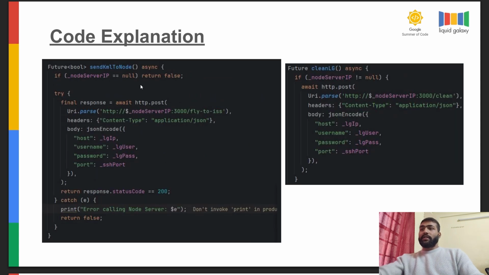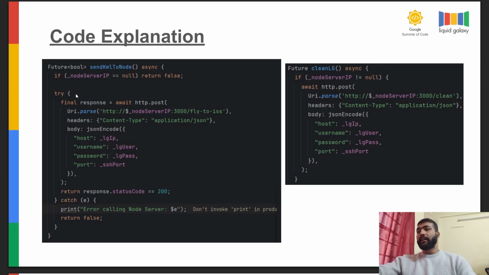Then our other function, which is send KML to node, sends the details of the connection model to the Node.js server for the secure connection between the node and the algorithm. It uses an HTTP service, and first of all I have created the node server IP, which if not equal to null, tries the block, and if it is null it returns false. So that is the error case.